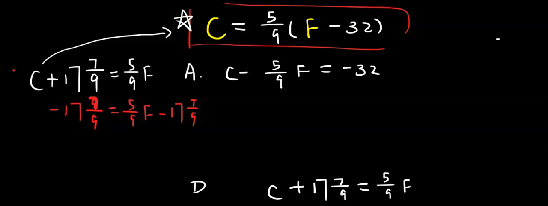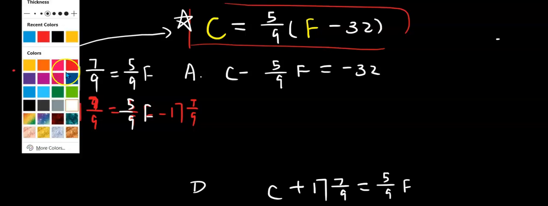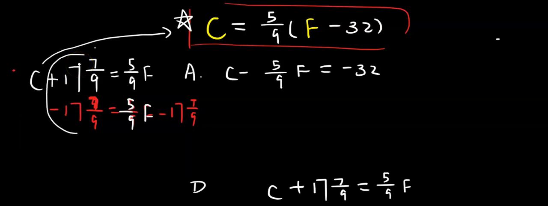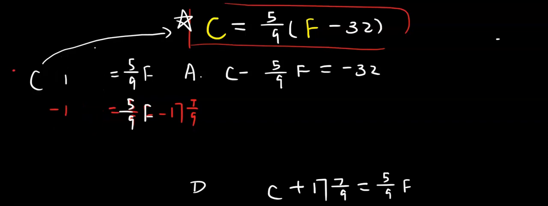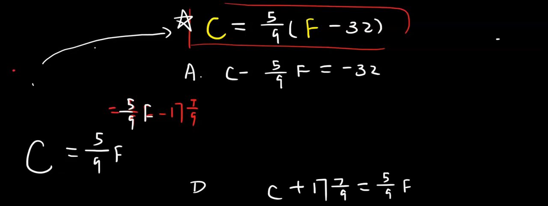Okay, I'm going to write this as white color, so you know what I did. Subtract each side. If I subtracted, this will become a 0. I'm going to erase it. That's a big 0. And then I will have C. C equals 5 over 9 F minus 17 and 7 over 9.